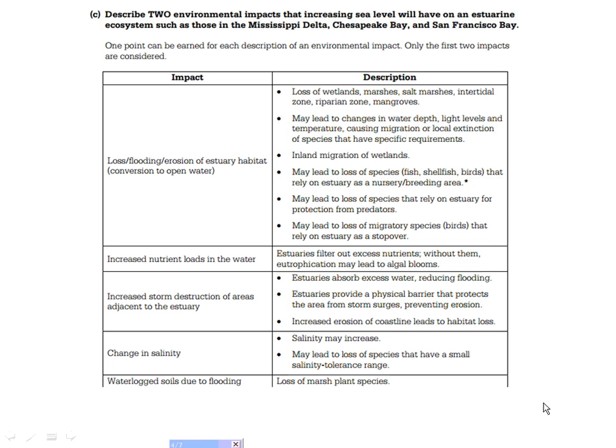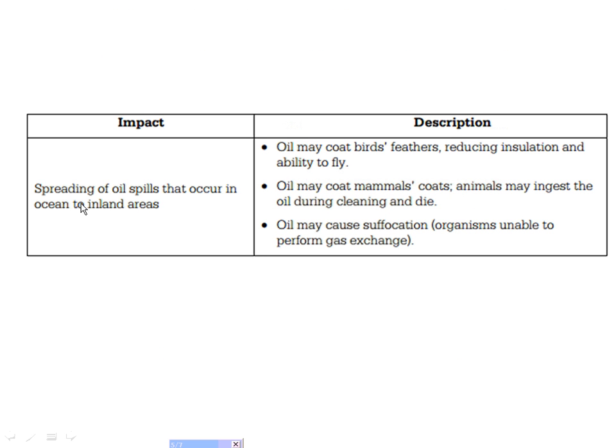Again, this is worth 2 points. We actually go on to the next. They include this impact, which is interesting. Spreading of oil spills that occur in ocean to inland areas. So I guess if you have an oil spill and the estuary is not there, you're just going to have that oil make its way more inland, which could suffocate organisms and it could cover birds. But I don't think that you guys would have come up with that one. That's far-fetched.